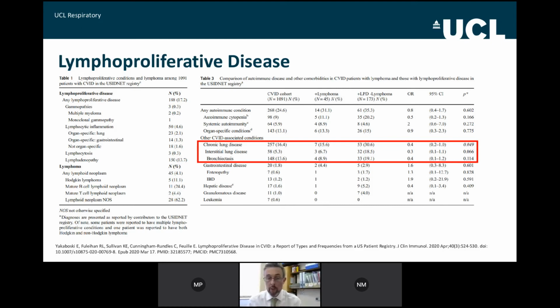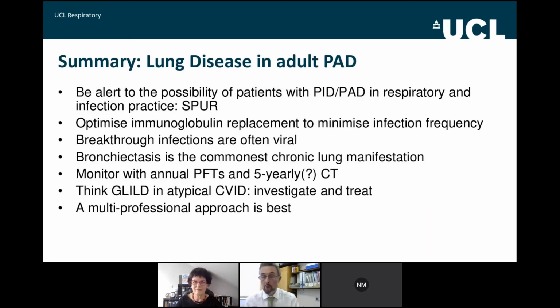And I want to highlight this very recent publication as well, looking at lymphoproliferative disease in CVID. I just draw your attention to the proportion of people developing those complications in people with underlying respiratory disease. You can see that in general, if you have underlying respiratory disease, you are not at increased risk of developing lymphoma. You may be at increased risk of developing lymphoproliferative disease, but that's probably the GLILD coming in again. So we need to be alert to the idea of lymphoma in the lung in people with CVID, but it doesn't seem to be more common in people with pre-existing respiratory disease.